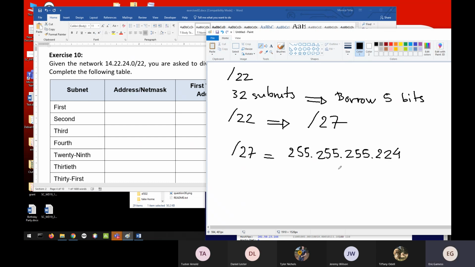224, isn't it? I need 331 here. So the magic number will be what? 256 minus 224. And it's what? 32. So we will have to go by step of 32 in the 4th byte.